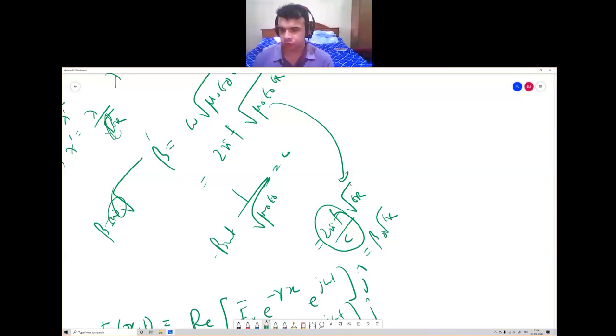So the idea is to tell you that for a dielectric medium, be it perfect or imperfect, the beta changes from the beta in vacuum. Okay, that the beta is not the same. And how does it change? That beta is equal to beta not times square root.